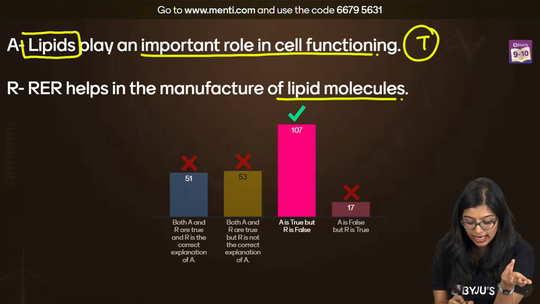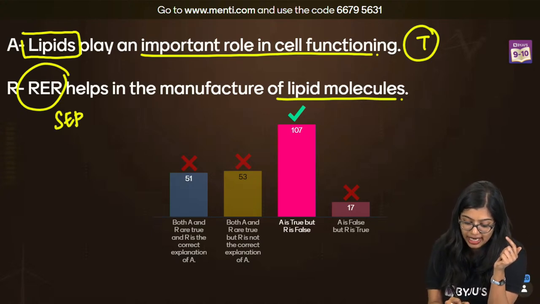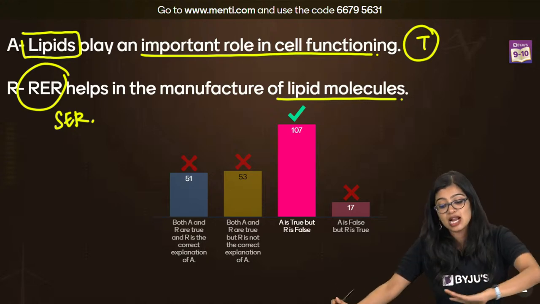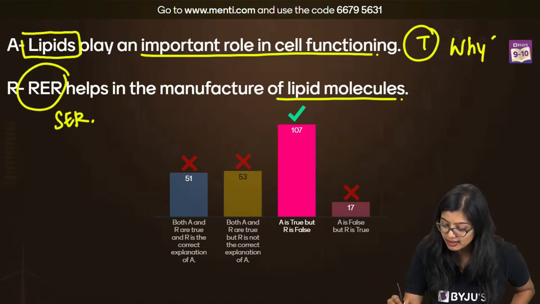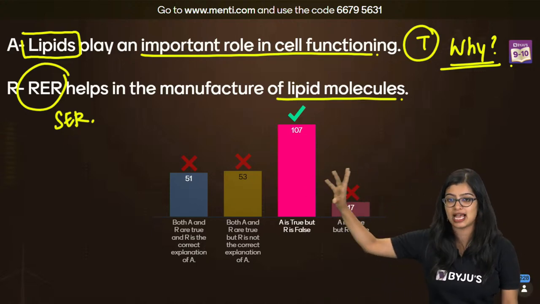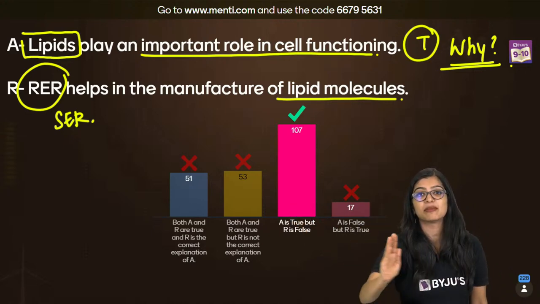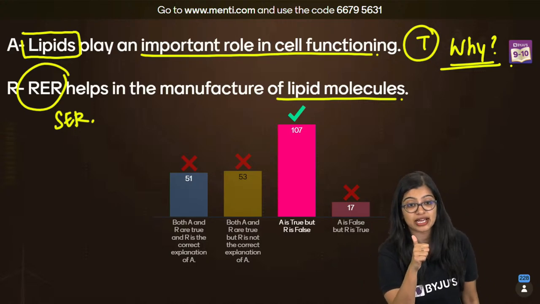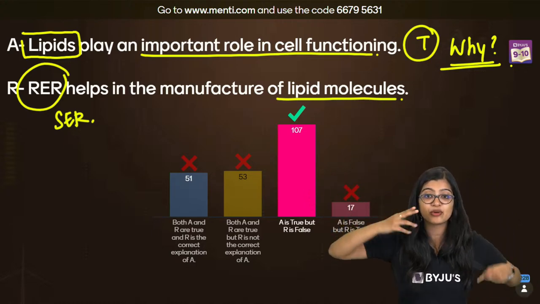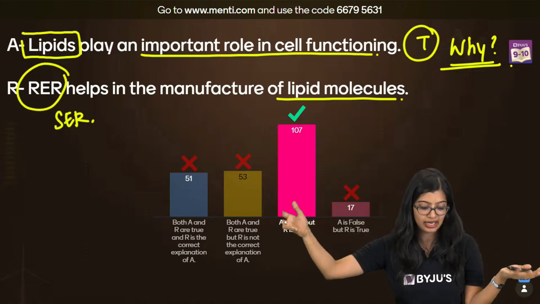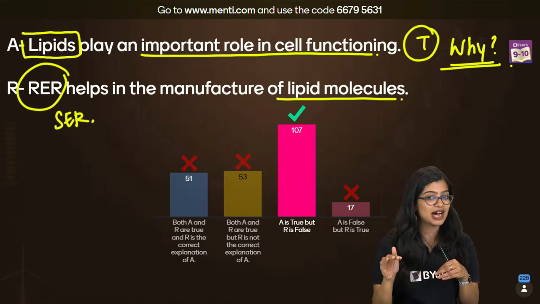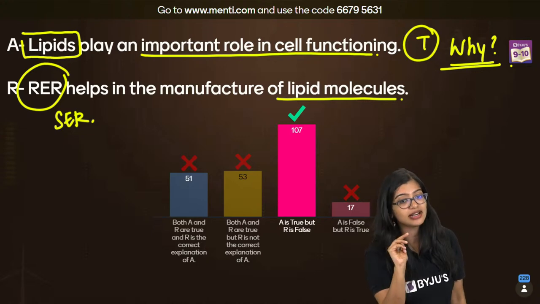Does RER help? It will be SER, right? SER helps in the functioning. Now, if the question was SER, if SER helps in manufacture of lipid molecules, do you think that the reason would be justified? If the assertion says lipids play an important role in cell functioning, and the reason being that SER helps in the manufacture of lipid molecules, is this the reason for the assertion? Very good. No, it is not. But at the same time, if it was the reverse, if it says SER manufactures lipid molecules, why should it manufacture lipid molecules? Because they play an important role in cell functioning. If it was the reverse, then it will be a correct explanation. But here it is the other way.